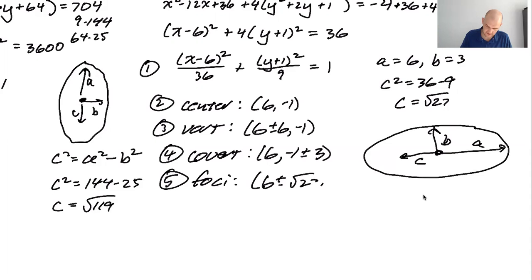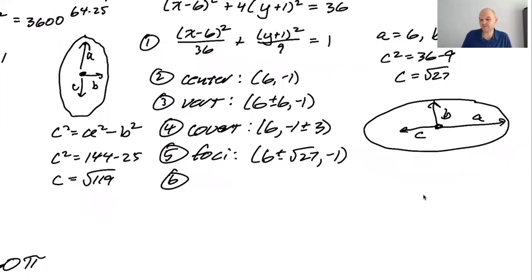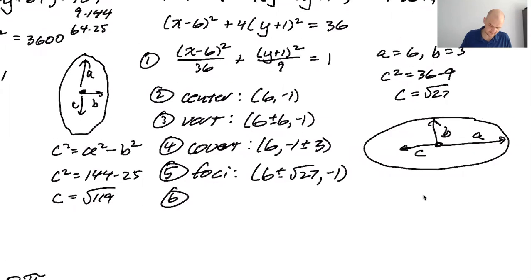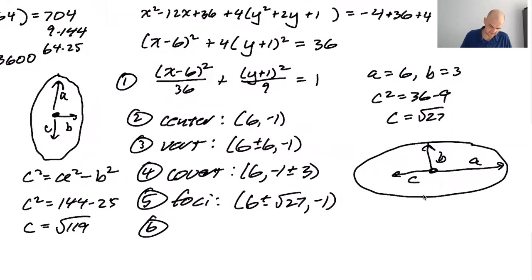Foci are on the same horizontal line as the vertices, so it's going to be 6 plus or minus radical 27. Ew. So remember, if I'm ever going too fast for you, you can slow down the video. If I'm ever going too slowly, you can speed up the video. If you already know what's happening in the video, I guess you can skip it, but you've got to take the notes if you're in my class. So speed it up to 2x and go for it.